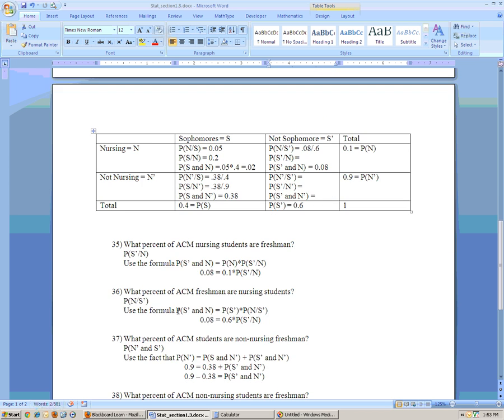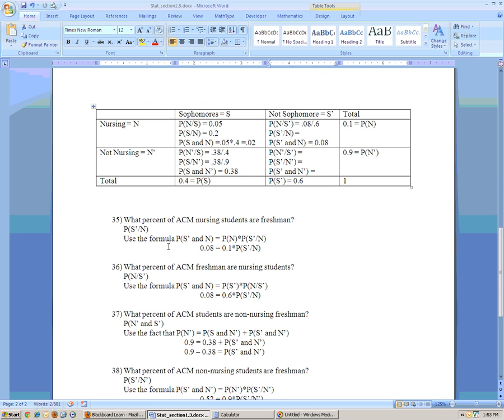Okay, and down here on 35, here's the table again, what we know so far. 35 says, what percent of ACM nursing students are freshmen? Well, of nursing students, so we're given nursing students are freshmen, so that's not sophomore. Now, where is that? That's right here. Now, how can we get this one? Well, we'll just use the formula that the probability of not a sophomore and nursing is equal to the probability of nursing times the probability of not sophomore given nursing. The probability of not sophomore and nursing, we just figured out to be 0.08. The probability of nursing is 0.1, and that leaves what we're looking for.